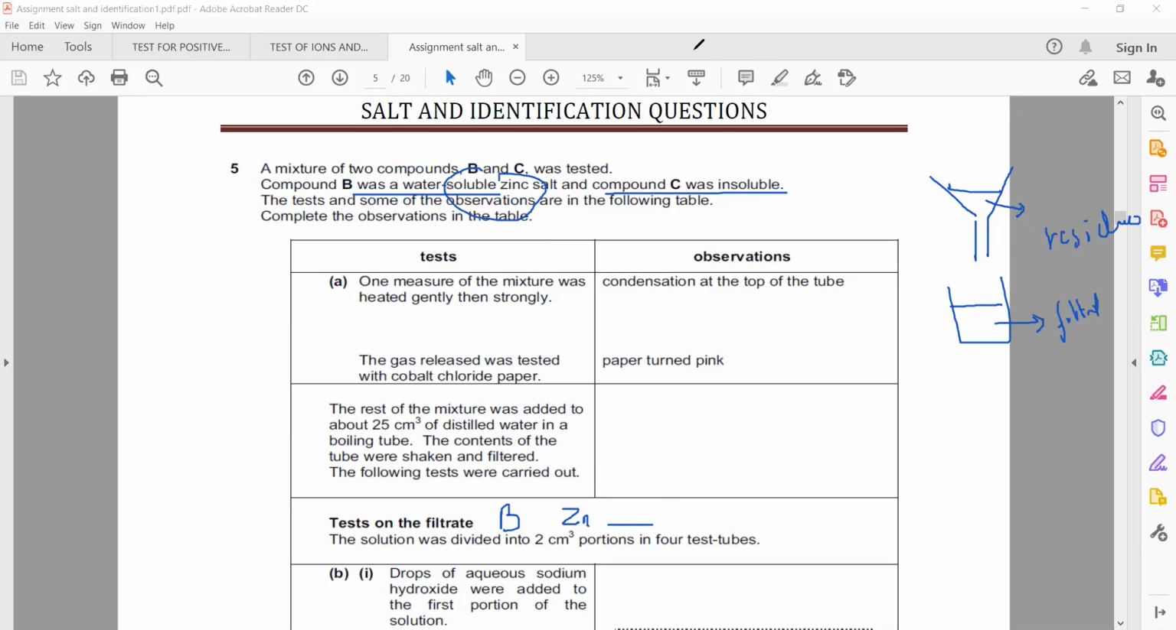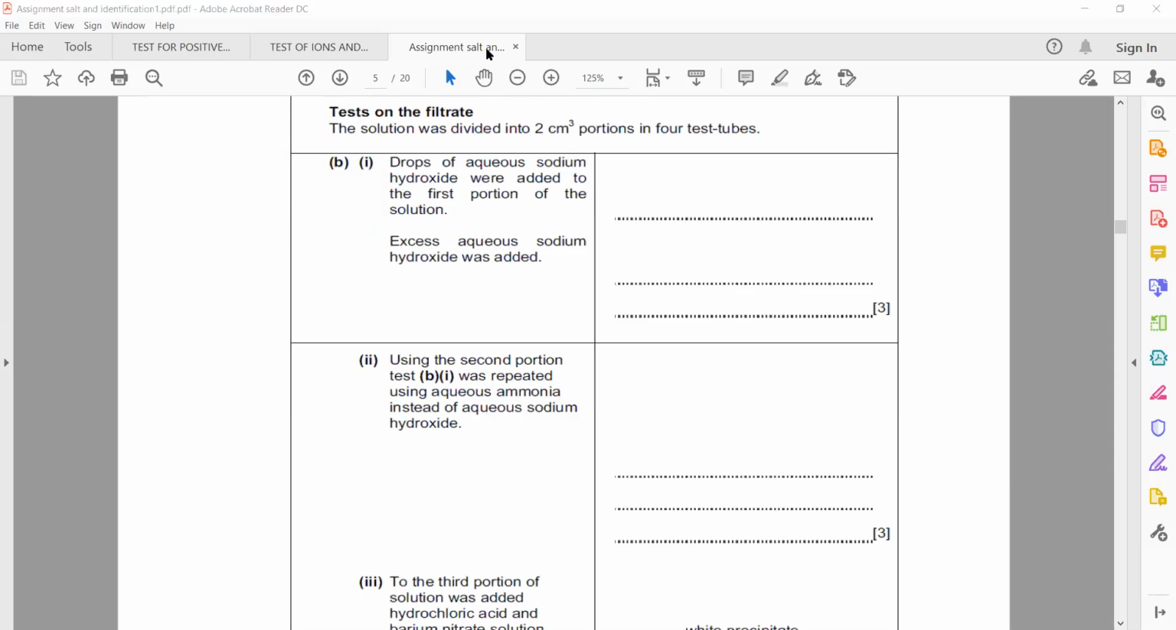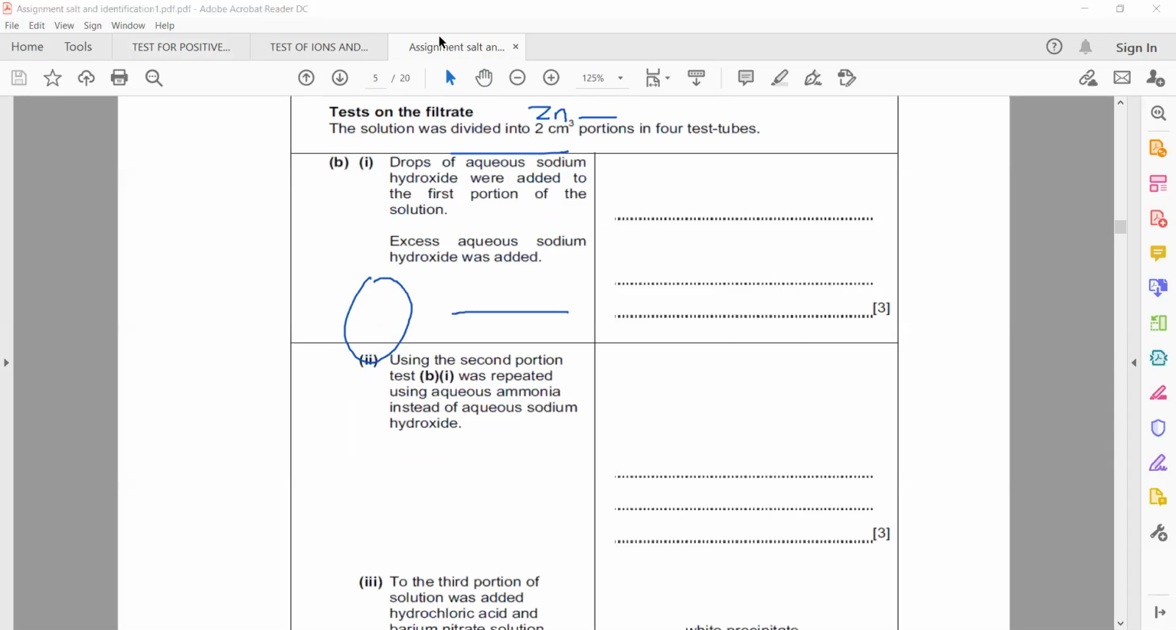Now what we are doing: as we know that B is a zinc salt, so there is zinc and some other thing there, we add drops of sodium hydroxide. If we add sodium hydroxide and there's a zinc salt, what will we observe? A white precipitate. If there's a zinc salt and we are adding drops, what will we observe? We'll observe white PPT. So you will mention here white precipitate.